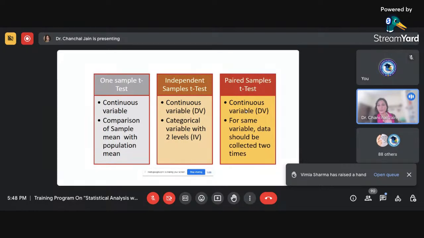Got it? So that way the variable would be the same, but at 2 different time periods you will collect the data, and the sample would remain the same. Sample means for those same 10 people I will collect the data 2 times.